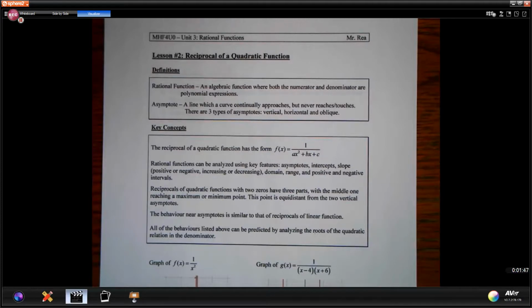Now, polynomial functions always went off to positive infinity or negative infinity at the end behavior, whereas rational functions will never do that. They'll always approach a horizontal asymptote. Okay, and we saw that in the last lesson.